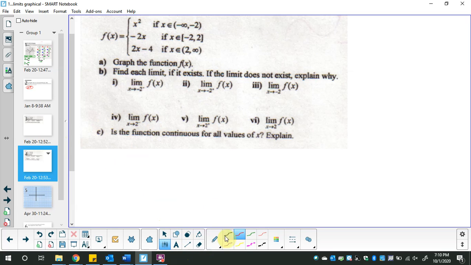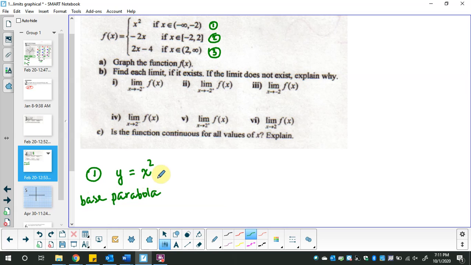So just so I don't have to keep writing lots and lots of stuff down, I'm going to number this number 1, number 2, and number 3. Pretty inventive by me. So number 1 is y equals x squared. And I hope you recognize that this is a parabola. More importantly, I hope that you recognize that this is your base parabola, as in the one that isn't transformed in any way. So it goes through 0, 0, 1, 1, 2, 4, 3, 9, 4, 16, etc. as far as you want to go.